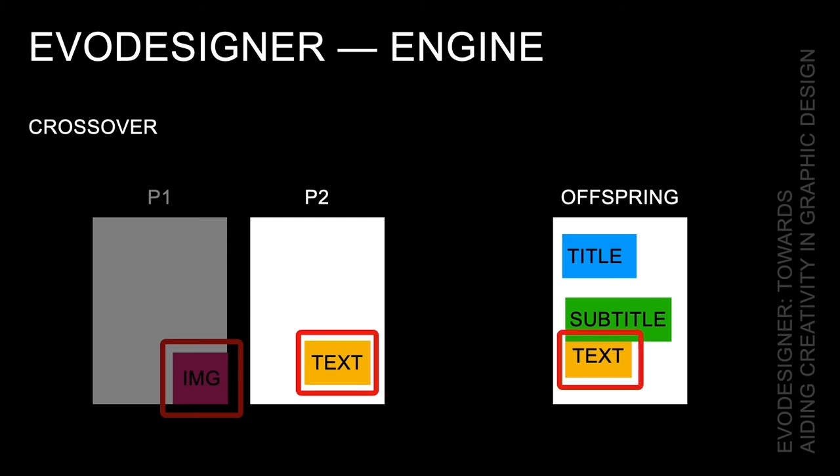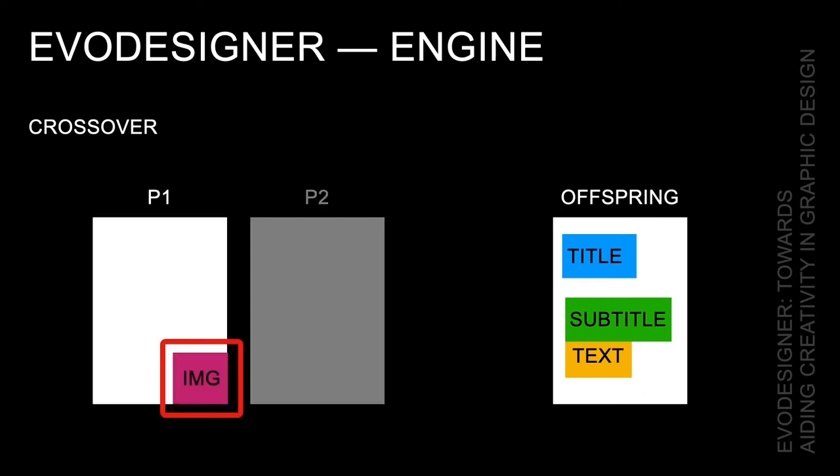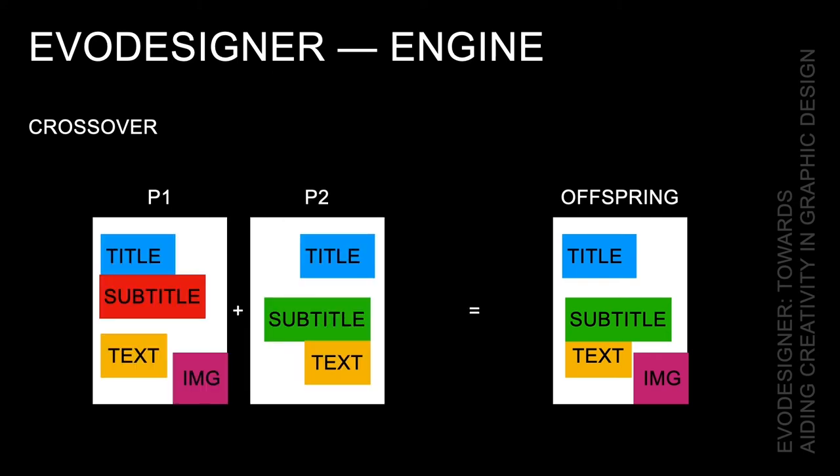Lastly, there is one item left to be passed. However, the last item in parent 2 is a text, which already exists in the offspring, so it won't pass, and the item from parent 1 will be passed instead. The same would happen if there weren't enough items in the second parent. Here you can see the offspring compared to its parents.